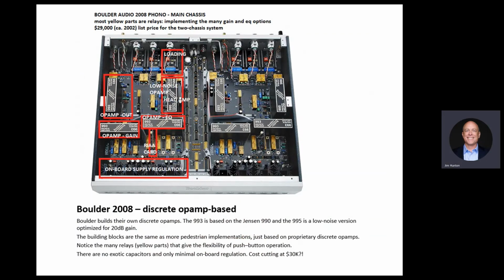Now we're jumping. Boulder 2008. So we're looking inside. It has the most yellow parts. Well, the yellow is actually different here. So yellow parts here are not capacitors, they're actually relays. Mhm. So it's a very flexible design. You can adjust a lot of things, right?